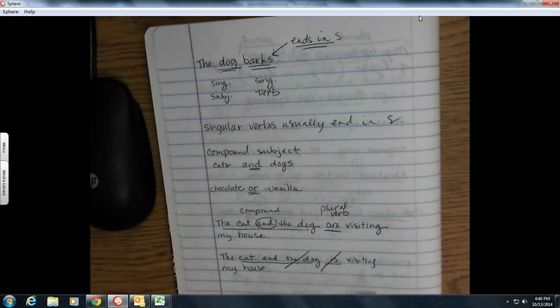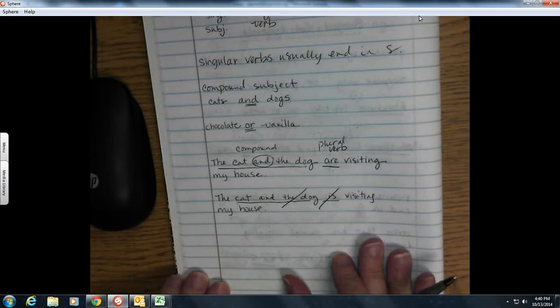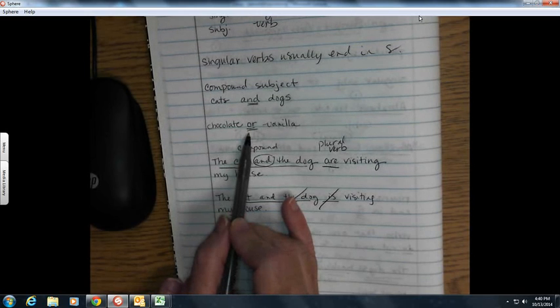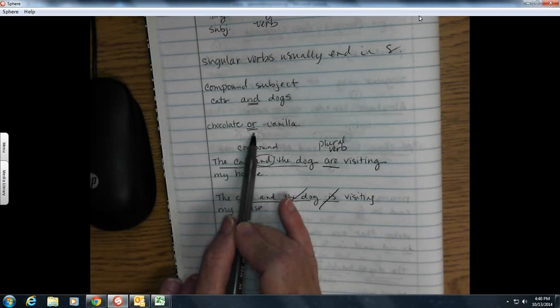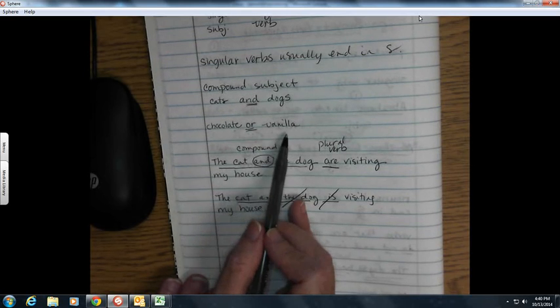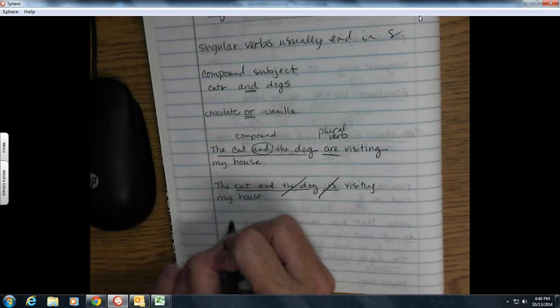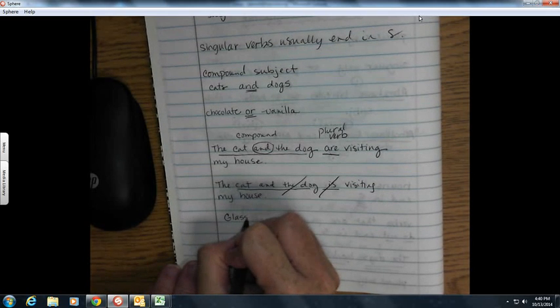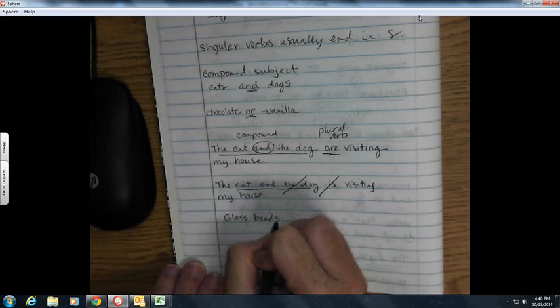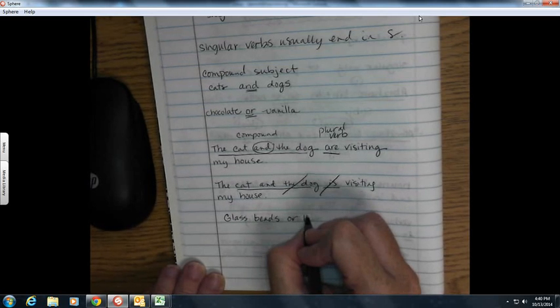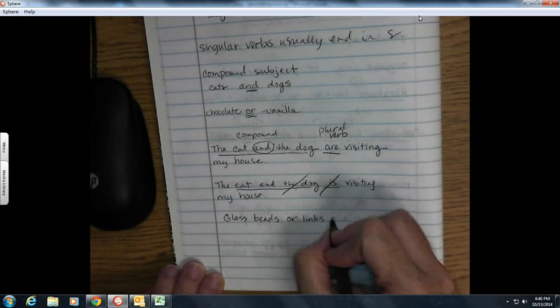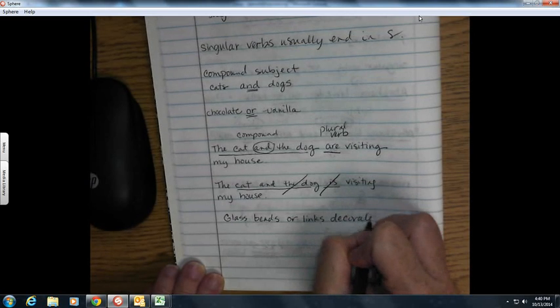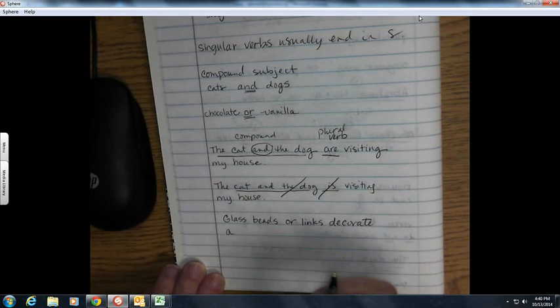Now, where it gets tricky is when you use the word or. If the conjunction, or the connecting word or, is used, the verb must agree with the subject closest to it. So look at this one. Glass beads or links decorate a necklace. Glass beads or links decorate a necklace.